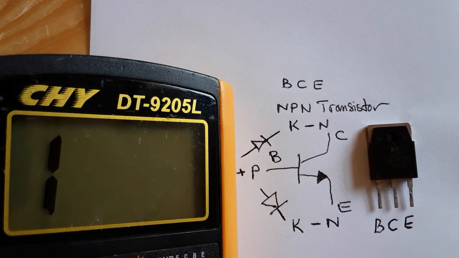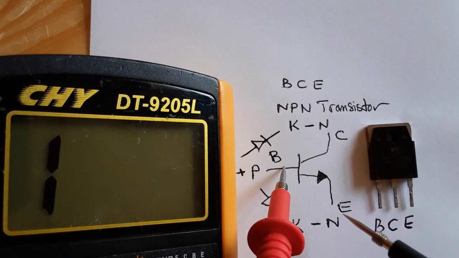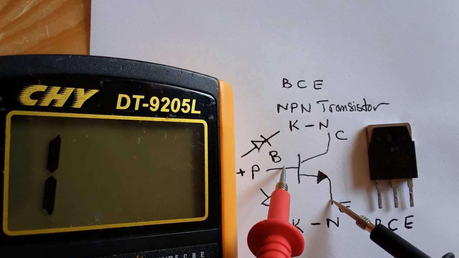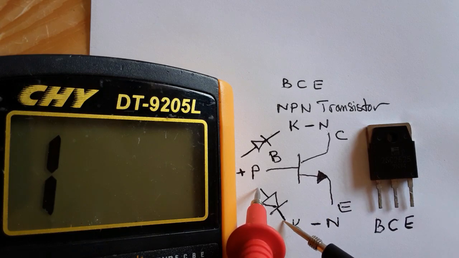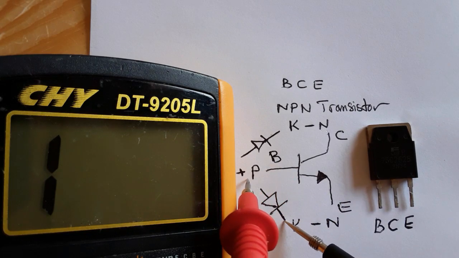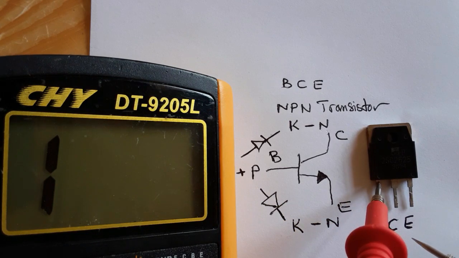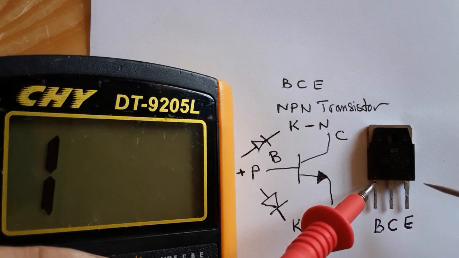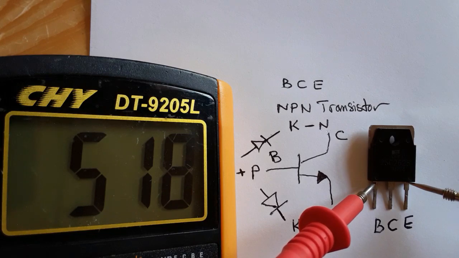So let's check the second diode. Using the same working principle, we're gonna put the red probe in the base and the black probe in the emitter. As you can see, in this way, we should get a reading. So let's check right now the transistor. Here we have the base and here we have emitter. We get a reading, this time 518.